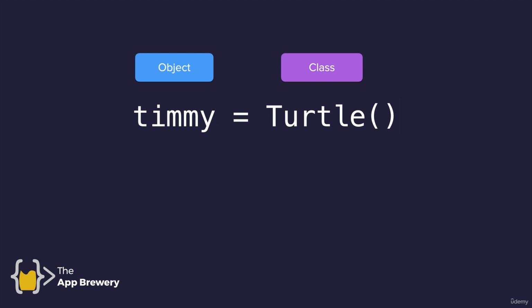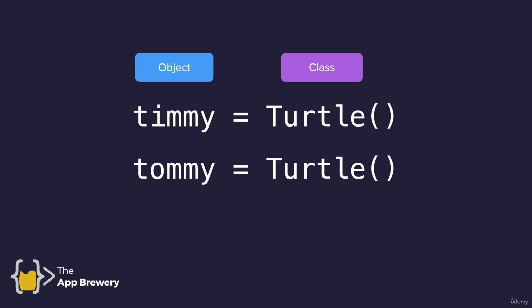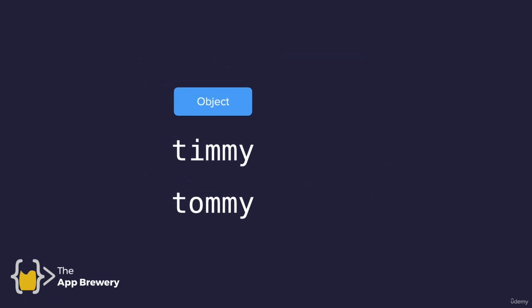But that's not the end of the story, because the whole reason why we can have these blueprints is so we can make more objects. So we're not limited to just one turtle object. We can create as many as we need. In the same way that we have created Timmy, we could create Tommy, Johnny, Jenny, and Benny. Even though both Timmy and Tommy are turtle objects, they actually function completely independent of each other. So in programming, we would say that they are each a separate instance.